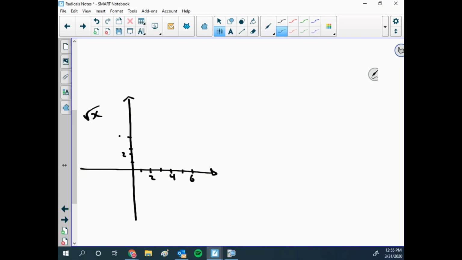2, 4, 6, 8. Okay. The function of the square root of x, if I sketch this out, well, what's the square root of 1? 1. What's the square root of 2? Well, root 2, ugly number, right? What's the square root of 4? It's 2. What's the square root of, let's say, 9 is right here? Well, it's 3. And so square root functions look like this.